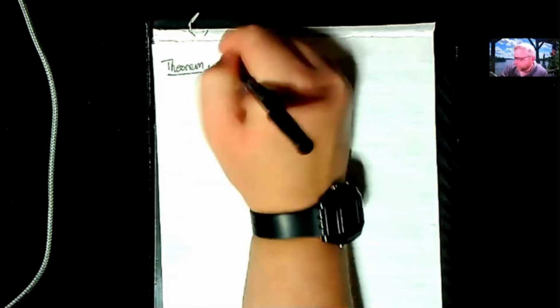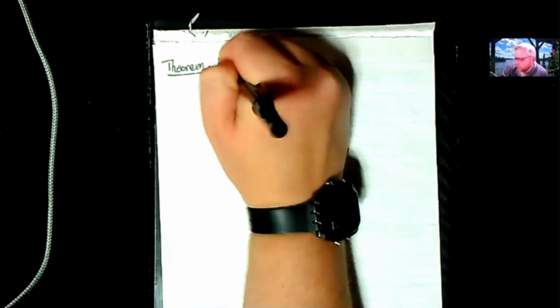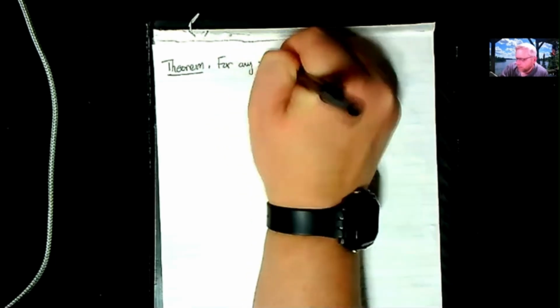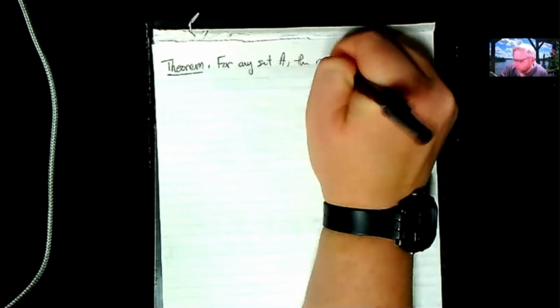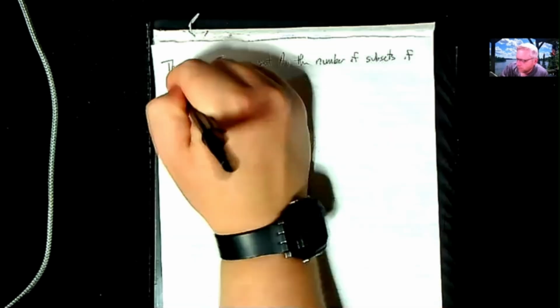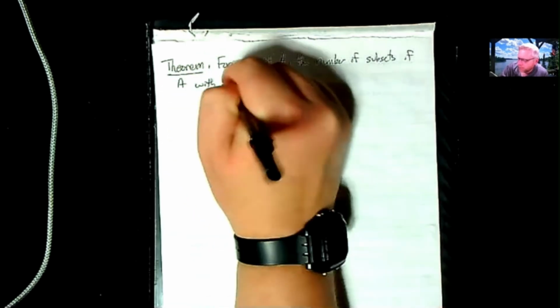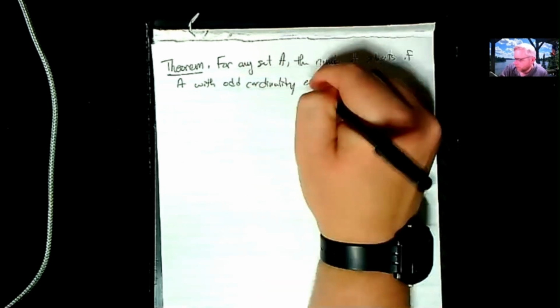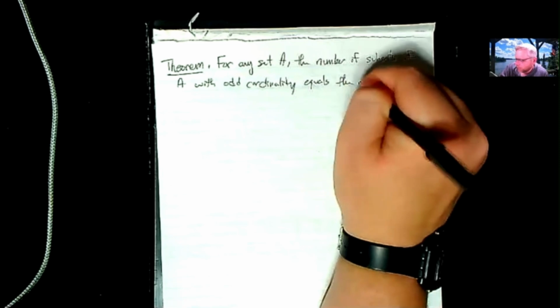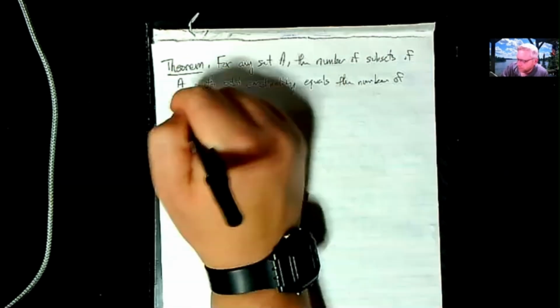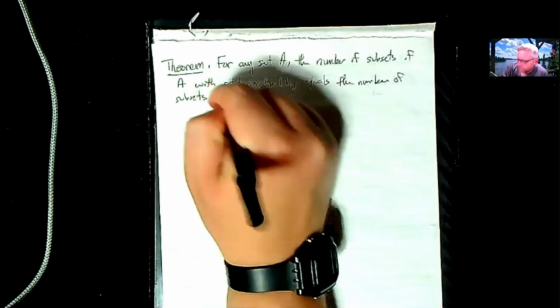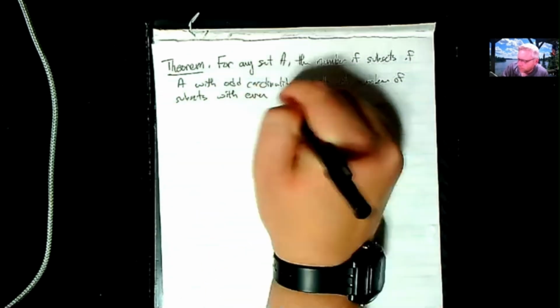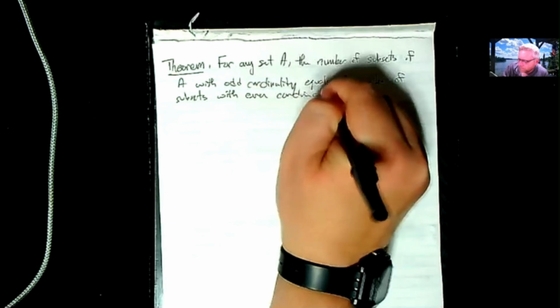Okay. So the theorem is that for any set A, the number of subsets of A with odd cardinality equals the number of subsets with even cardinality. Okay, proof.